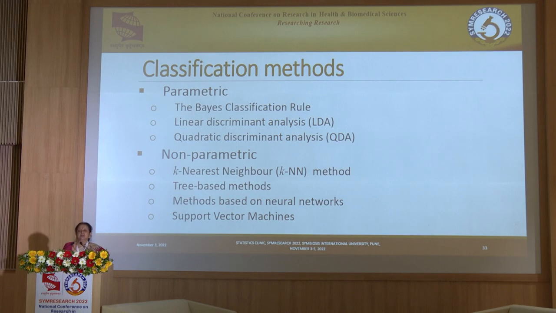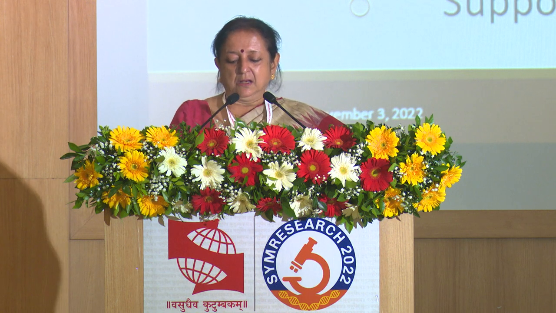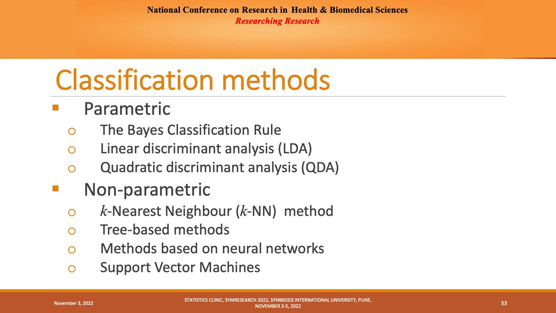Now, statistical classification methods: those who have studied statistics must have been taught classification methods there itself, like the Bayes classification rule, linear discriminant analysis, quadratic discriminant analysis, and so on. These are very standard tools that have been available to statisticians for a long, long time. But they are very, very useful even today in providing solutions to classification problems. On the other hand, we also have some non-parametric statistical methods, which can help you to solve the same problem.